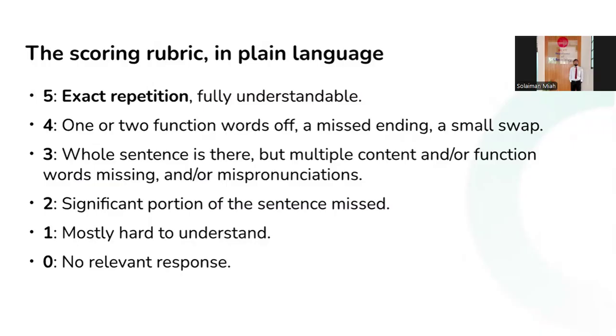You captured the meaning, with maybe 1 or 2 function words missing or changed. A missing tense ending, a small word swap, or 2 words in the wrong order. A 3 means the sentence is full, but multiple words were missing or changed, or you struggled more with pronunciation. A 2 is when you missed a significant portion of the sentence. A 1 is mostly hard to understand, and a 0 is no relevant response.